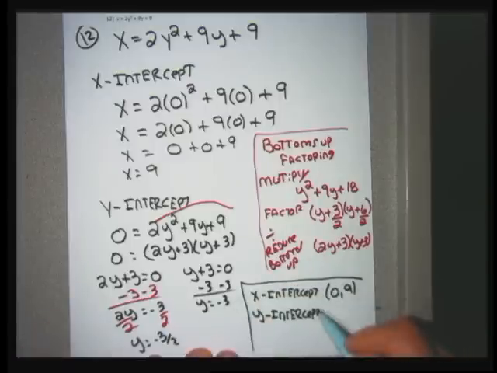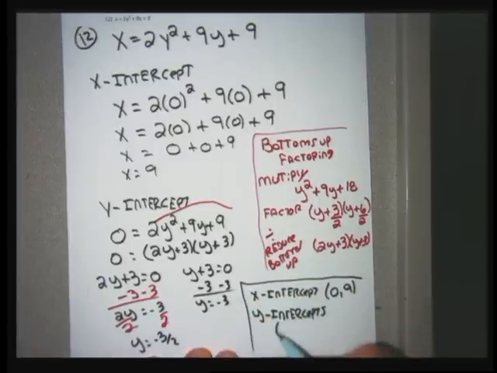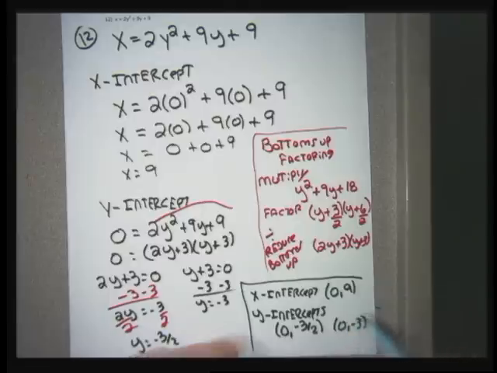And in my answer, there are going to be 2 y-intercepts. I'm going to write them as points. I'm going to write the point (0, negative 3 halves) and (0, negative 3). Again, if you wrote y equal negative 3 halves and negative 3, I could live with that. But this is definitely the preferred way to write the answer.